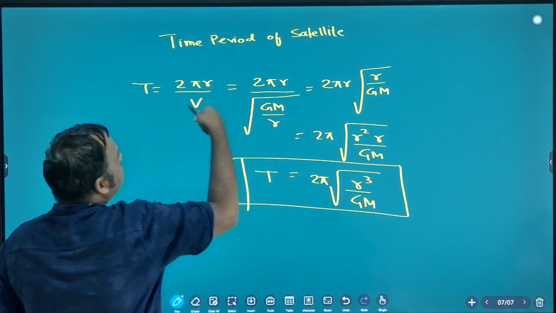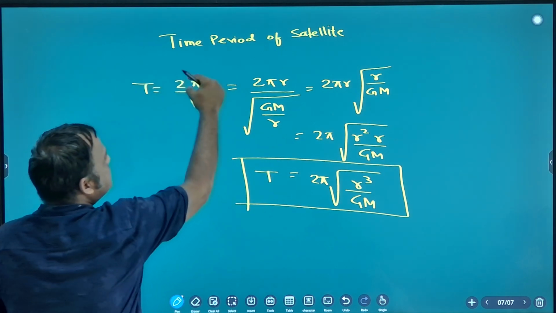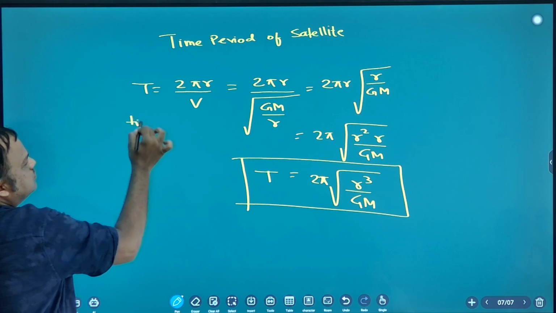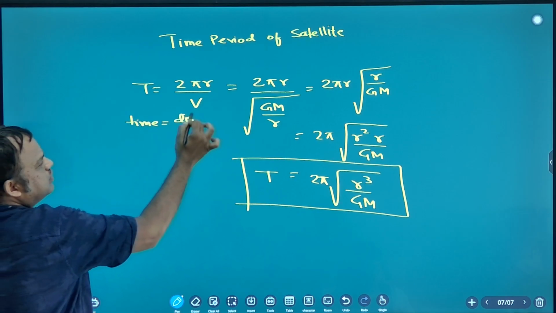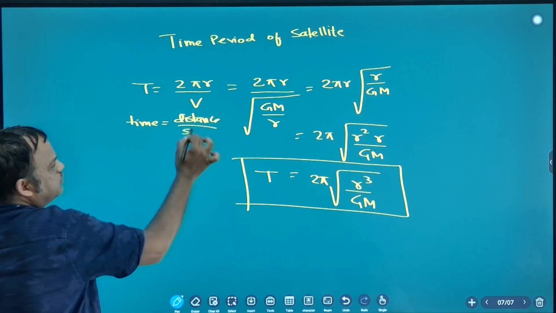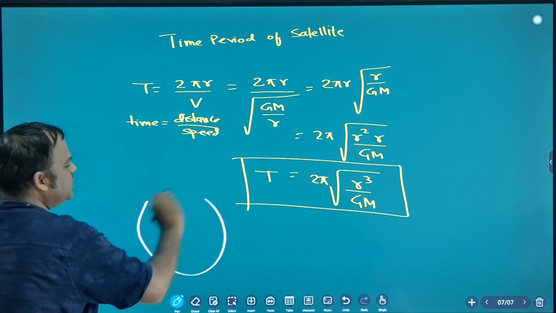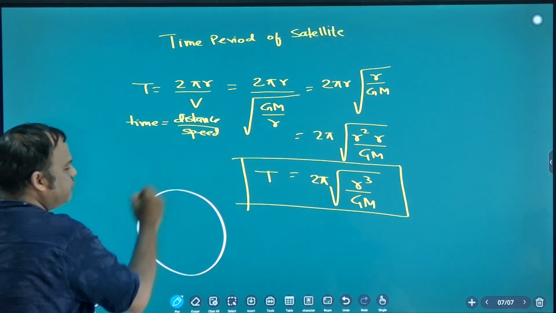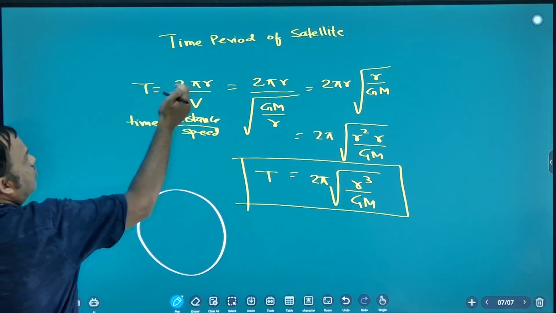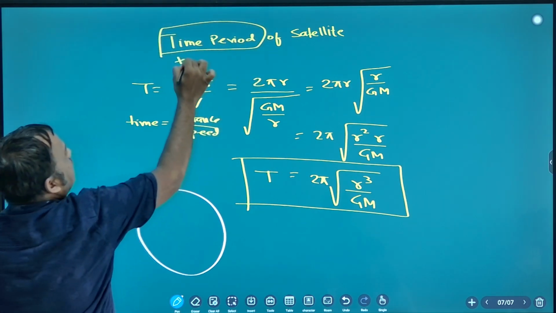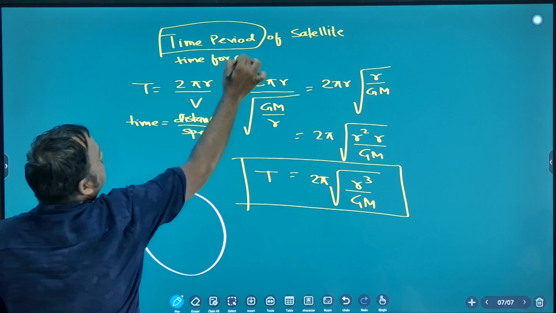2 pi r by v. Distance by speed. Time is distance by speed. It is a very easy, basic formula. It is circular motion, so 1 round means 2 pi r. So time for 1 round is time period. Time period means time for 1 round.